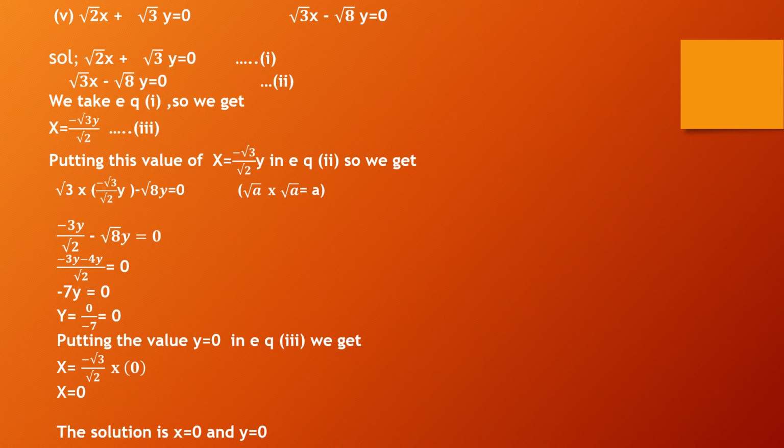Now, after getting the value of y, I put this value of y in equation number 3. So equation number 3 is x equals minus root 3y upon root 2. On putting the value of y equals 0 in equation number 3, we get the value of x equals 0. Finally, the solution is x equals 0 and y equals 0.